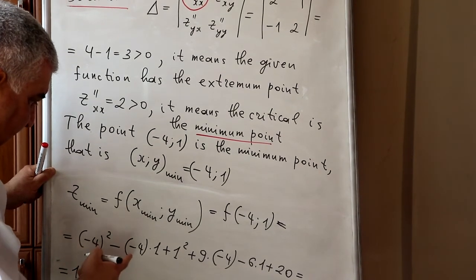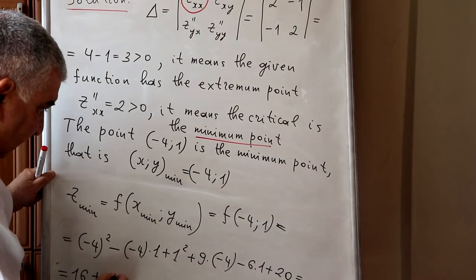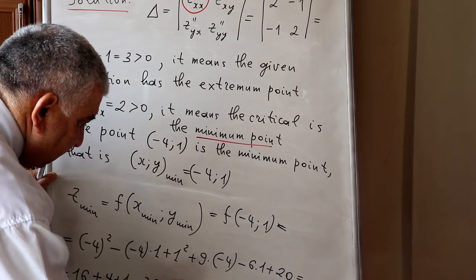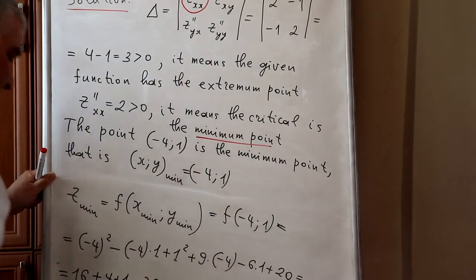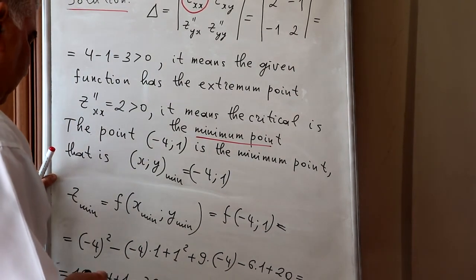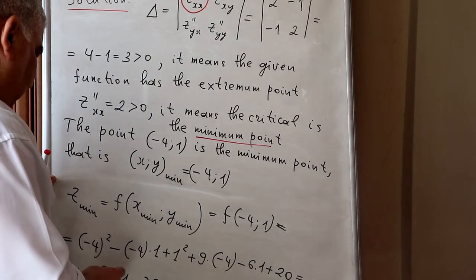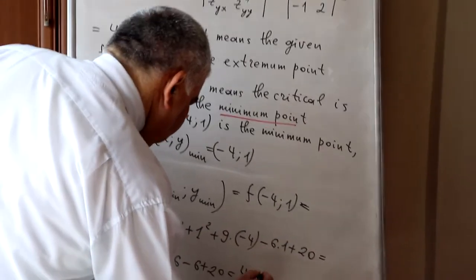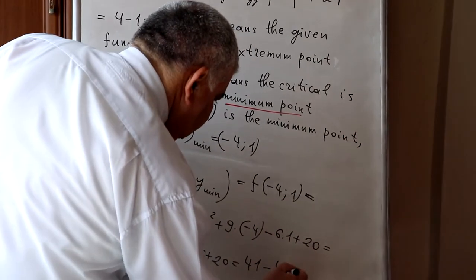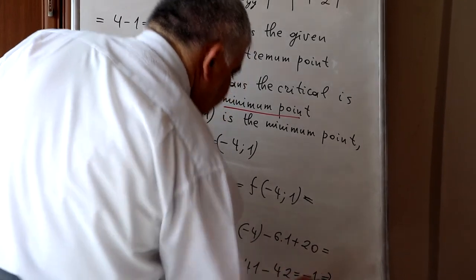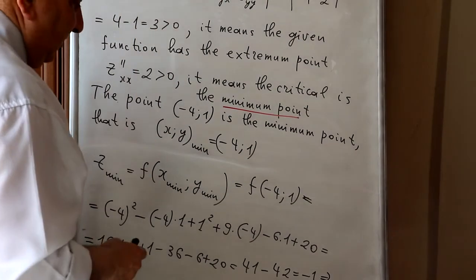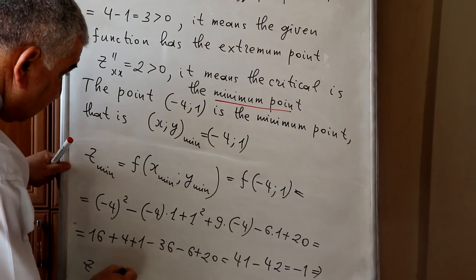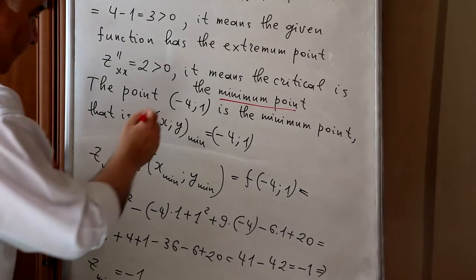Equals 16 plus 4 plus 1 minus 36 minus 6 plus 20. Then it is 41 minus 42, which is minus 1. That is, the minimum of this function is minus 1. z minimum is minus 1.